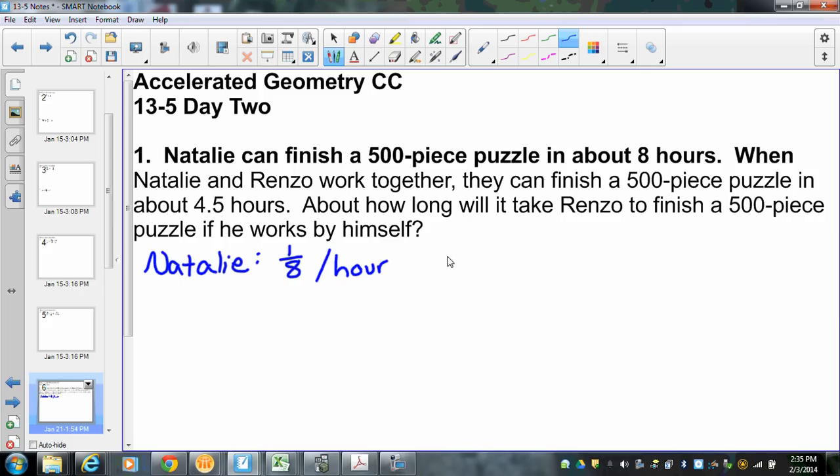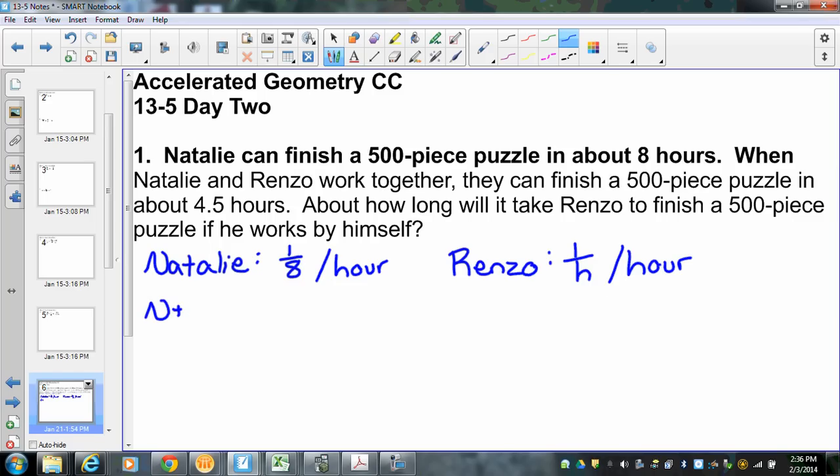And so if Renzo was working alone, his rate would be 1/h, because we don't know how many hours it takes him to complete the puzzle. If we did know, if it was 10 hours, for example, then his rate would be 1/10 of the puzzle per hour.